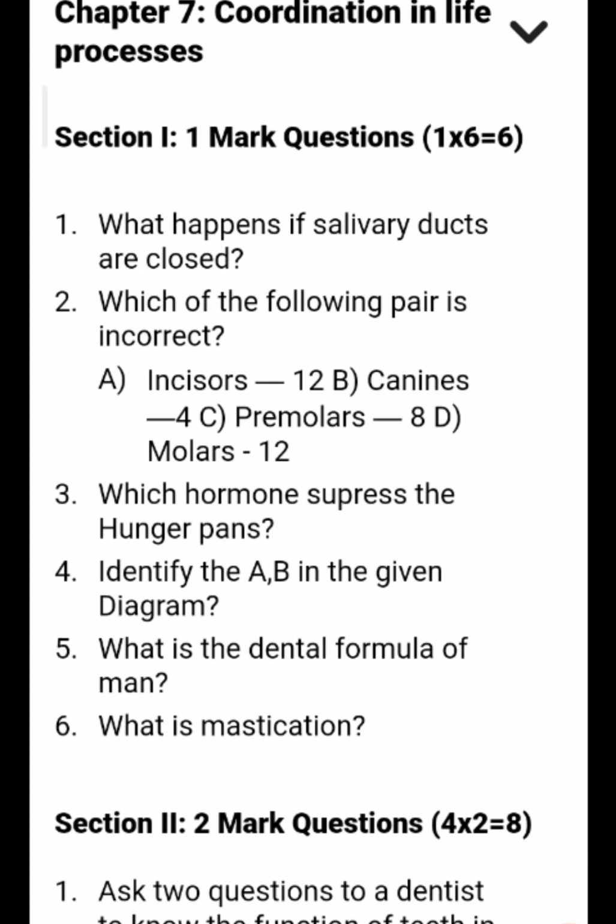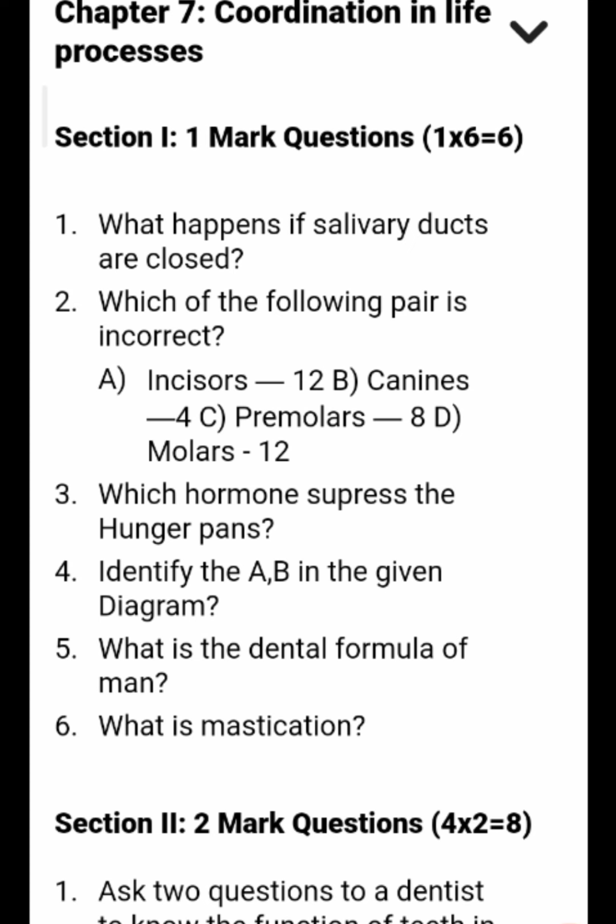1 mark questions. What happens if salivary ducts are closed? Next, which of the following pairs is incorrect? Next, which hormone suppresses the hunger pangs? Next, identify A and B in the given diagram. Next, what is the dental formula of man?